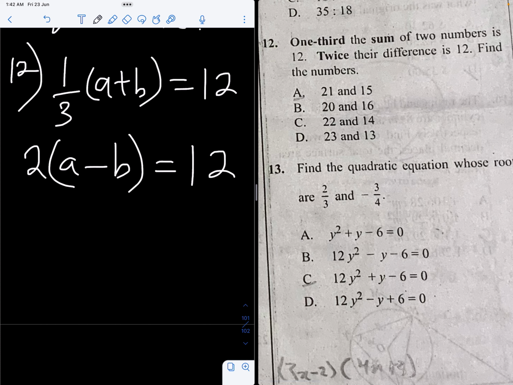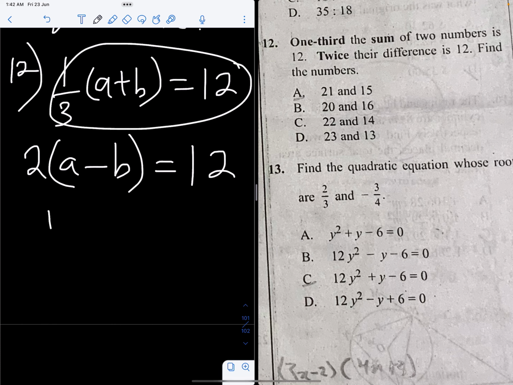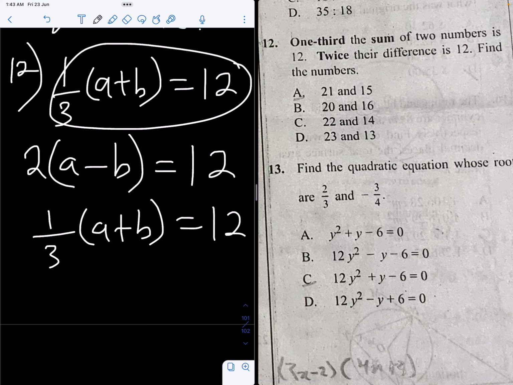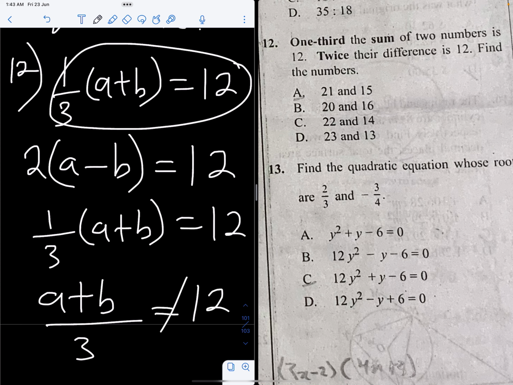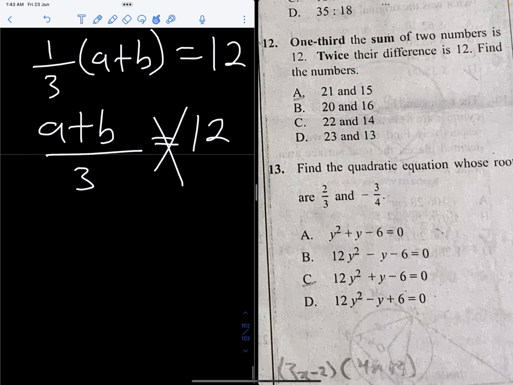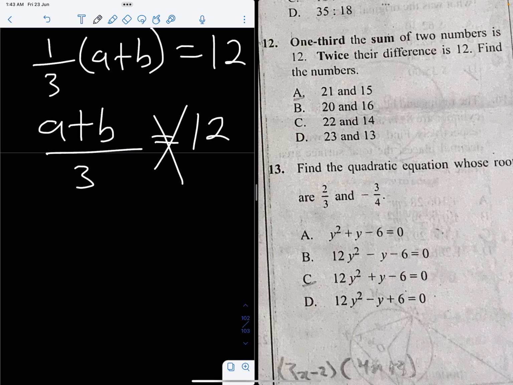Now from this equation, 1/3 into bracket (a plus b) equals 12 is the same as (a plus b) over 3 equals 12. And when you cross multiply, what do you have? a plus b equals 3 times 12, which is 36. Let's call that equation 1.